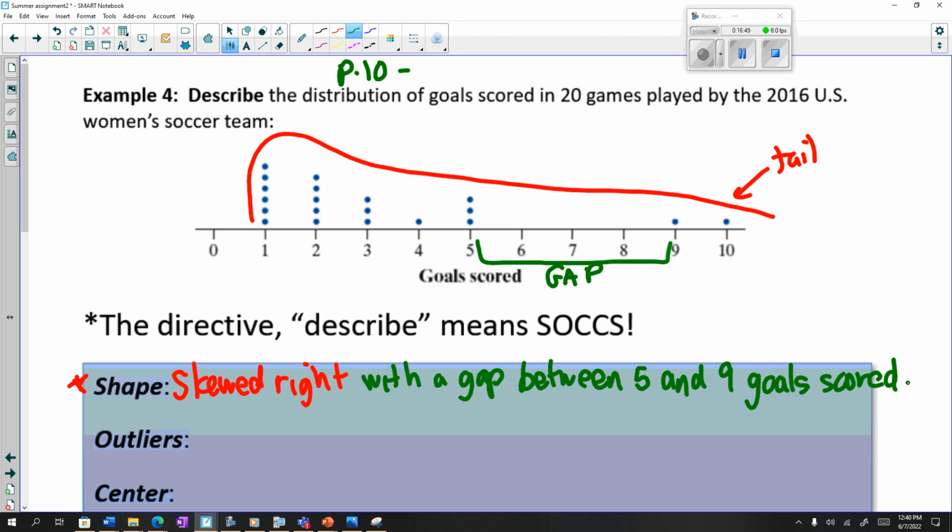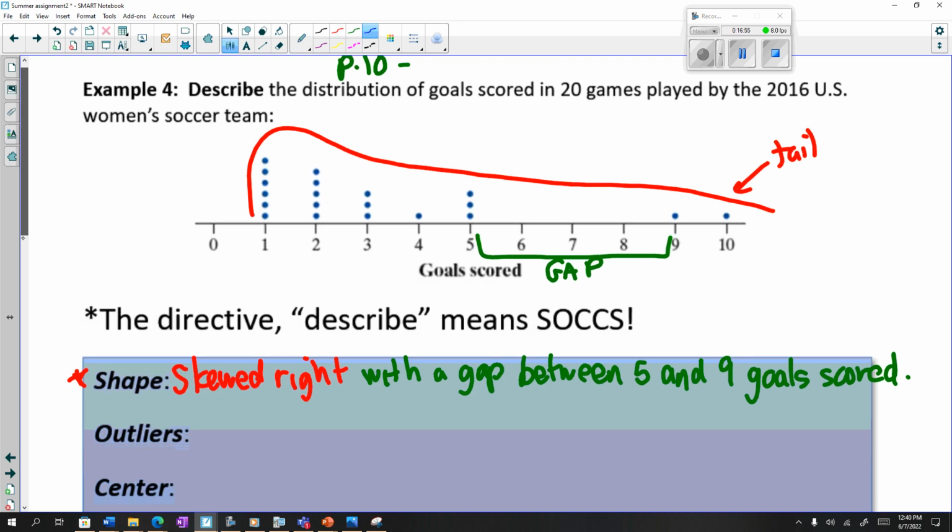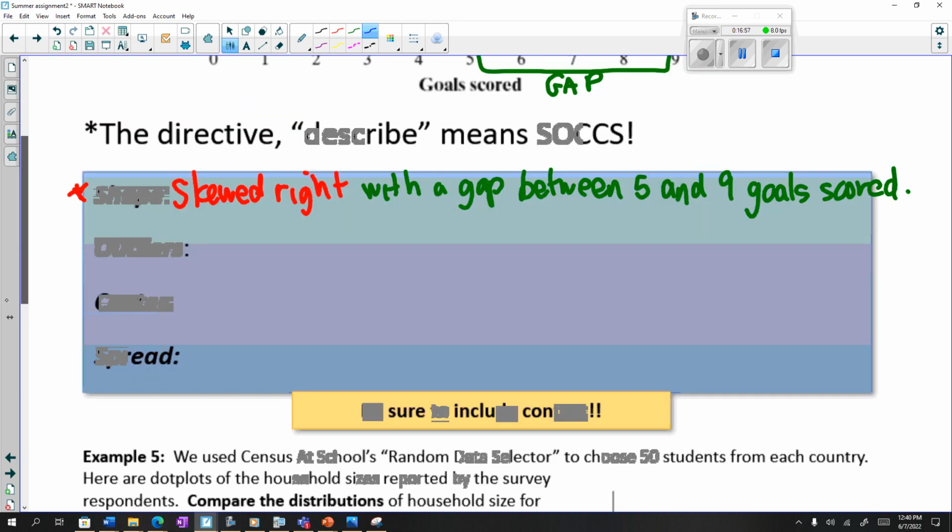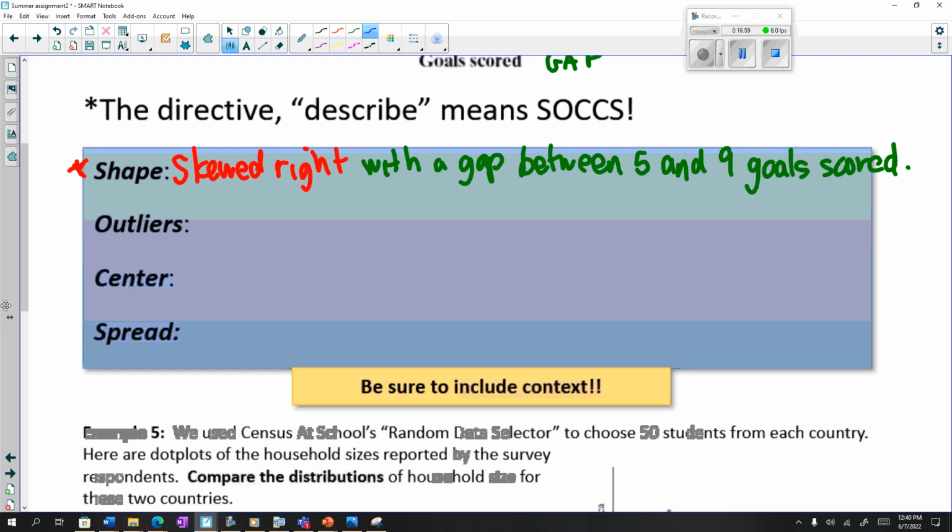Now also notice that I'm using something called context here. And the context has to do with what this question is actually about. So if you look back up at the top, the context is the number of goals scored by the women's soccer team that year. So that's why I'm throwing in the words goals scored. That's going to be the context.